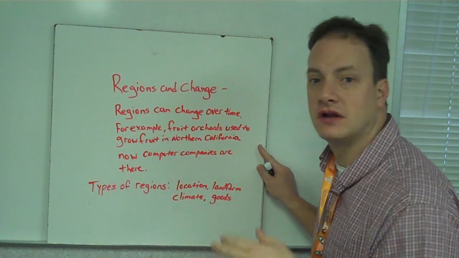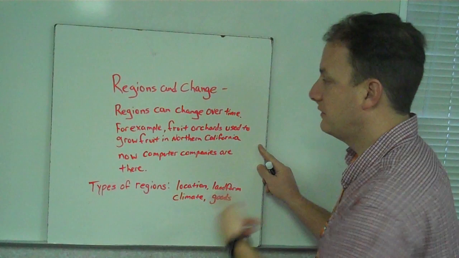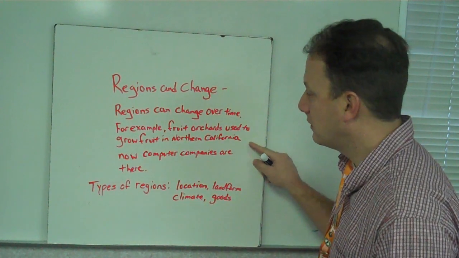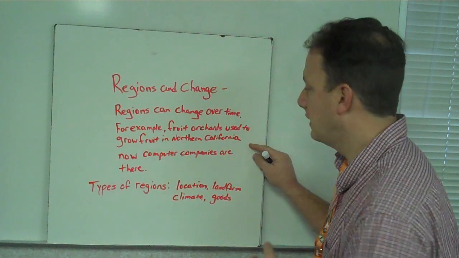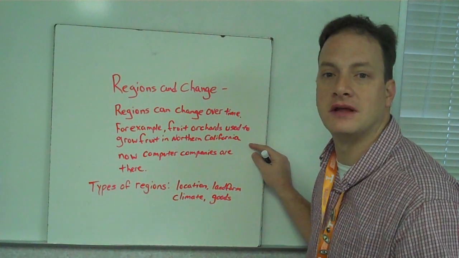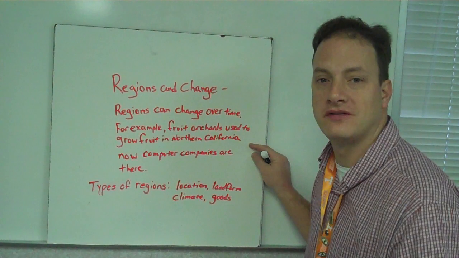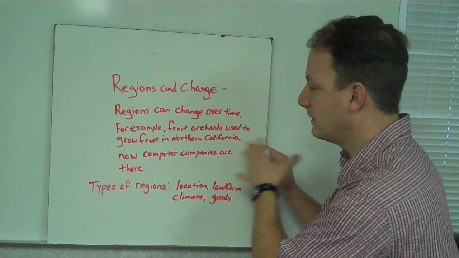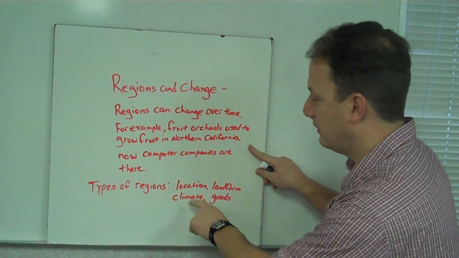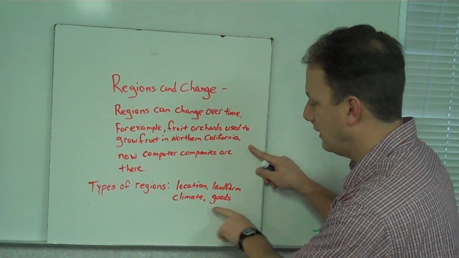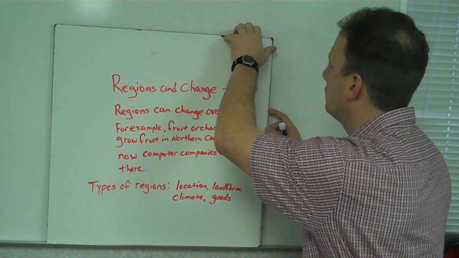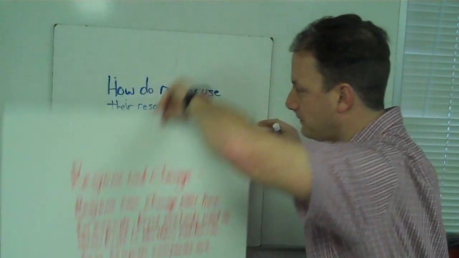Sometimes these regions are going to change. They may start out, as in this example in Northern California, growing fruit for the longest time, and then computer companies started moving in there, and now the area is known as Silicon Valley. So regions can change. There are types of regions. There are regions by location, landform, climate, and goods. Goods are what people produce.